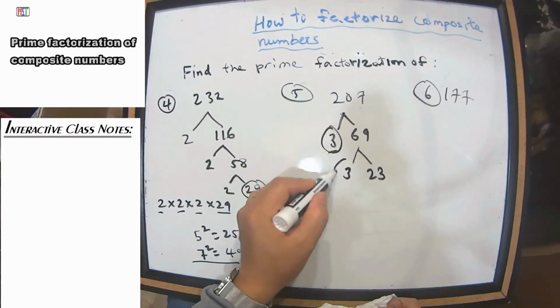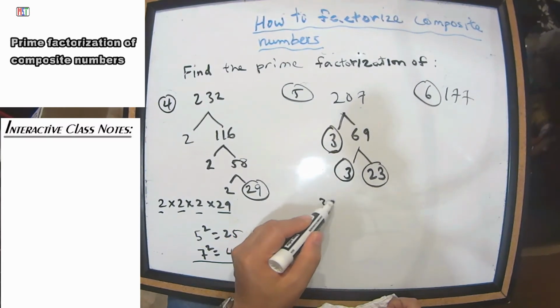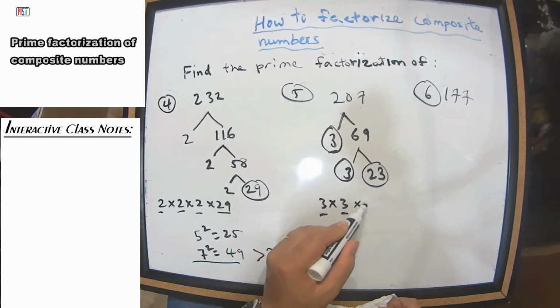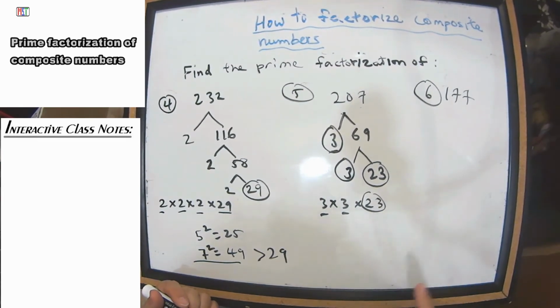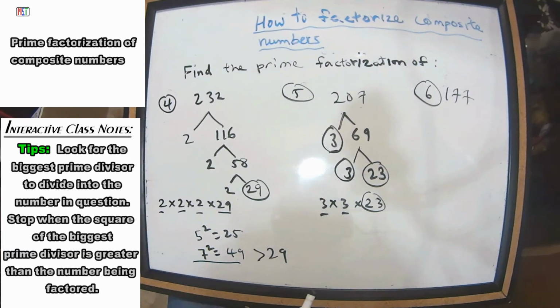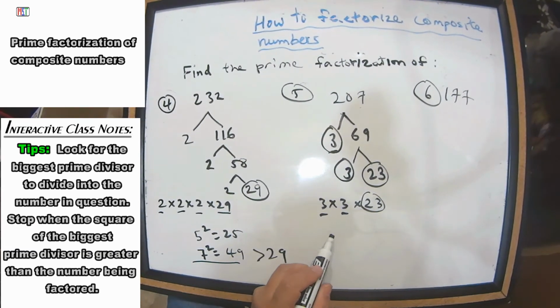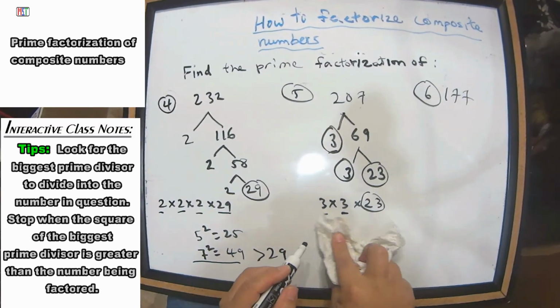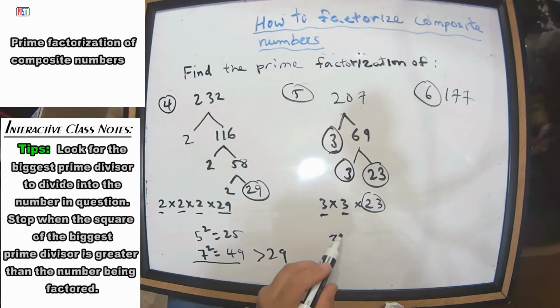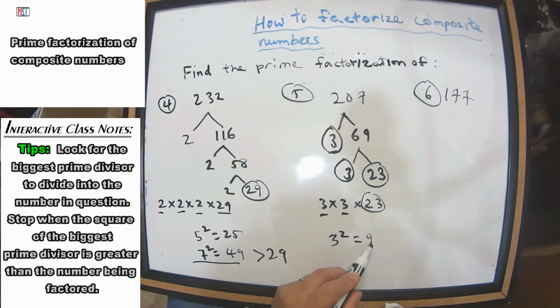So we have 3 prime factors: 3 times 3 times 23. Again, is 23 a prime factor? If you remember the series of prime numbers, you will say yeah, of course. However, if you don't recall whether it is, think of the prime number divisor. Okay, square it.